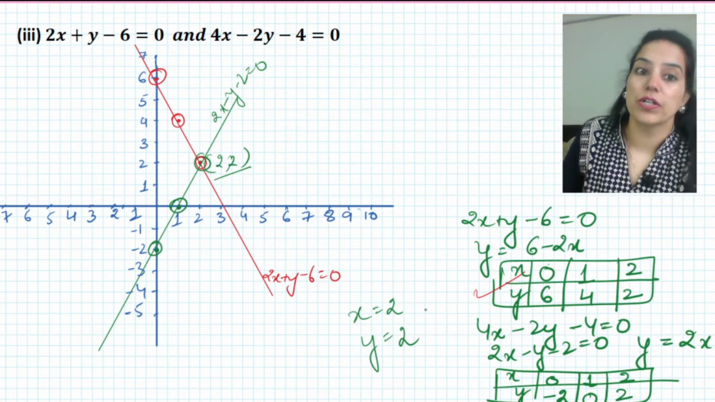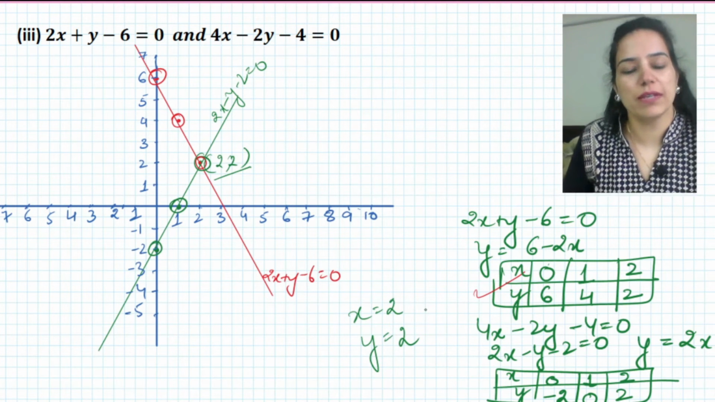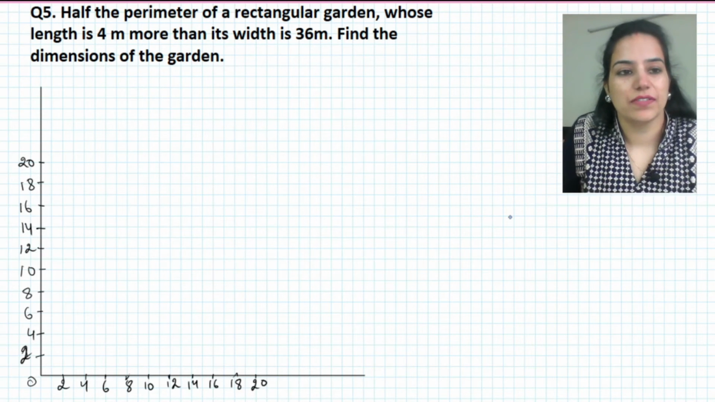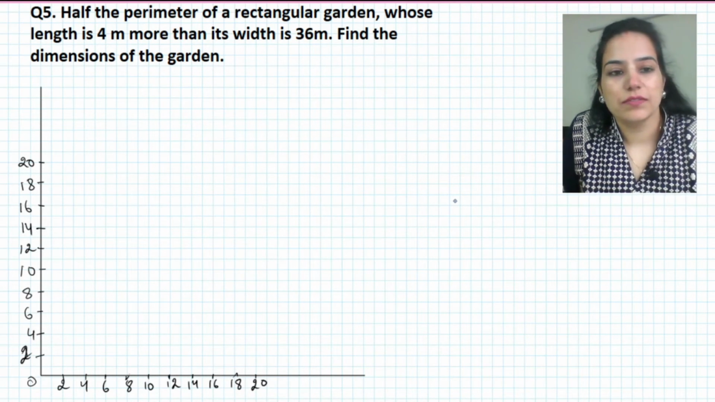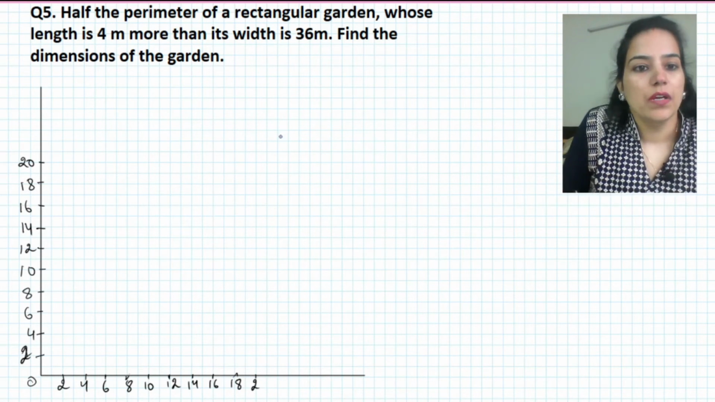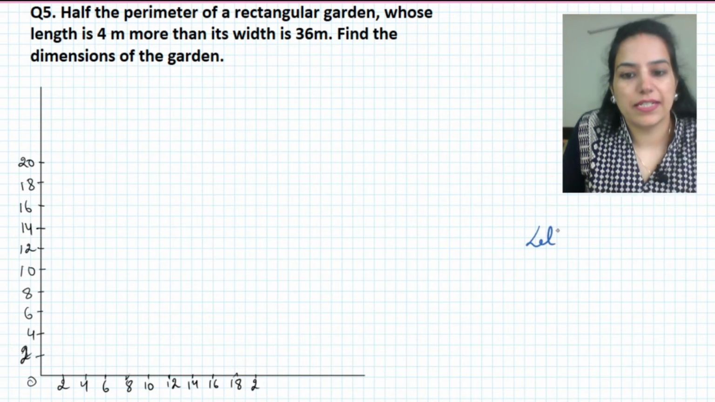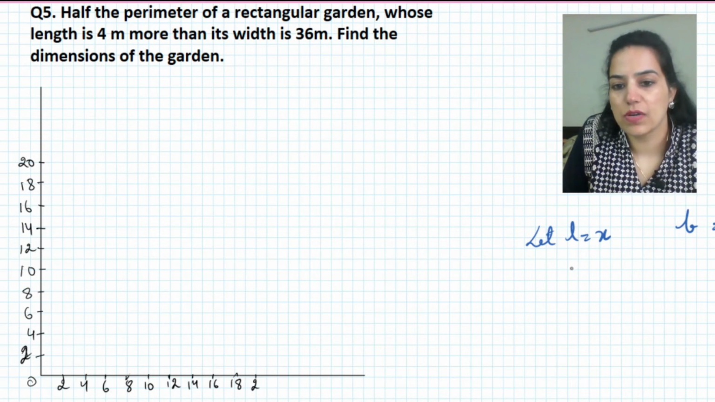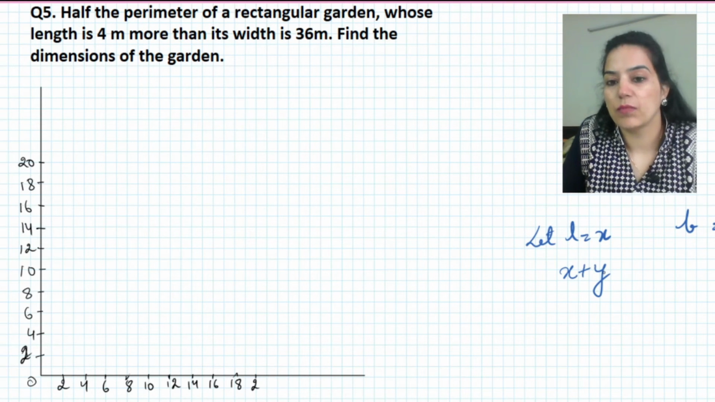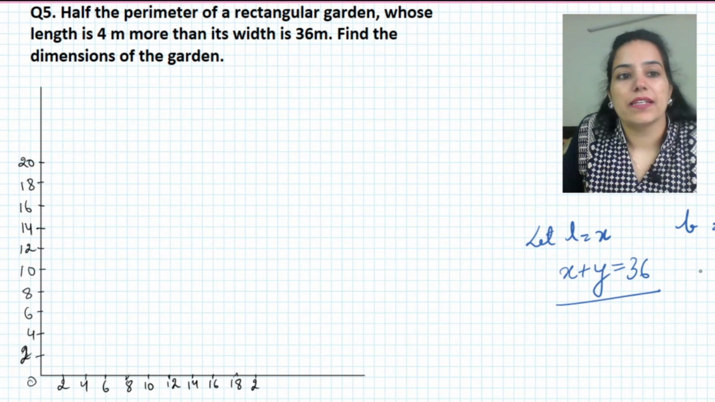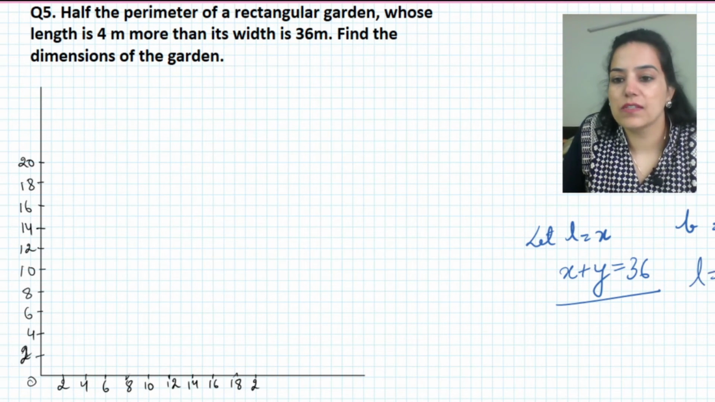Let's move on to the word problems now, and we have to solve them also graphically. Okay, so question number 5, I've already set up the graph. Half the perimeter of a rectangular garden, whose length is 4 more than its width, is 36 meters. All right, so I will say let length be x and the breadth be y. So half of the perimeter of the rectangular garden is 36. So half will be just x plus y, the sum of only two sides, which equals 36. That's the first equation.